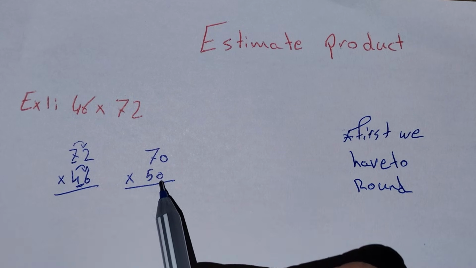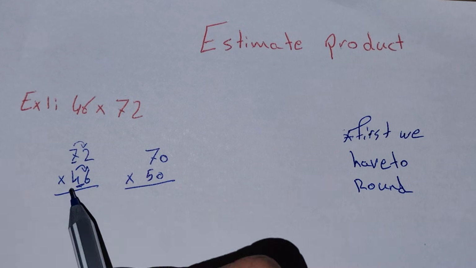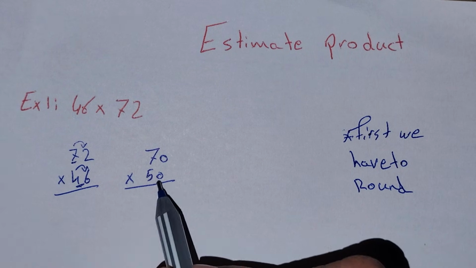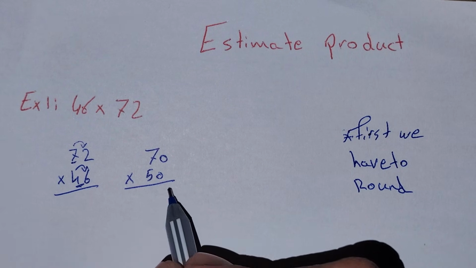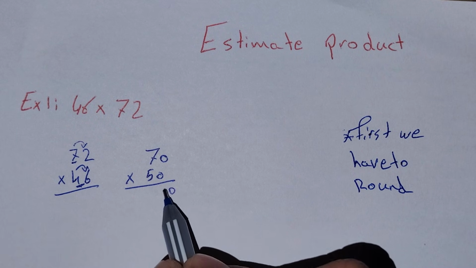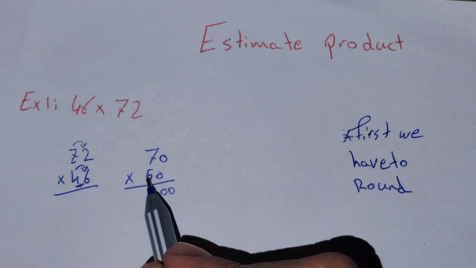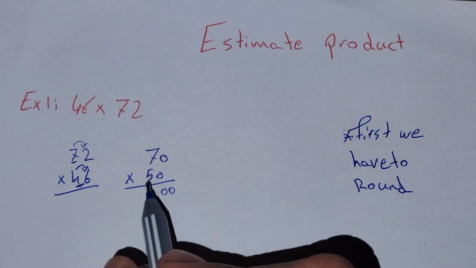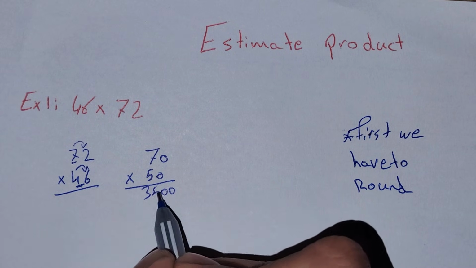Now we will find this product, the product for that, not this one. Since we have 2 zeros at the end of the numbers, so we write 2 zeros here, then we just multiply the other digits. 5 times 7, which is 35.